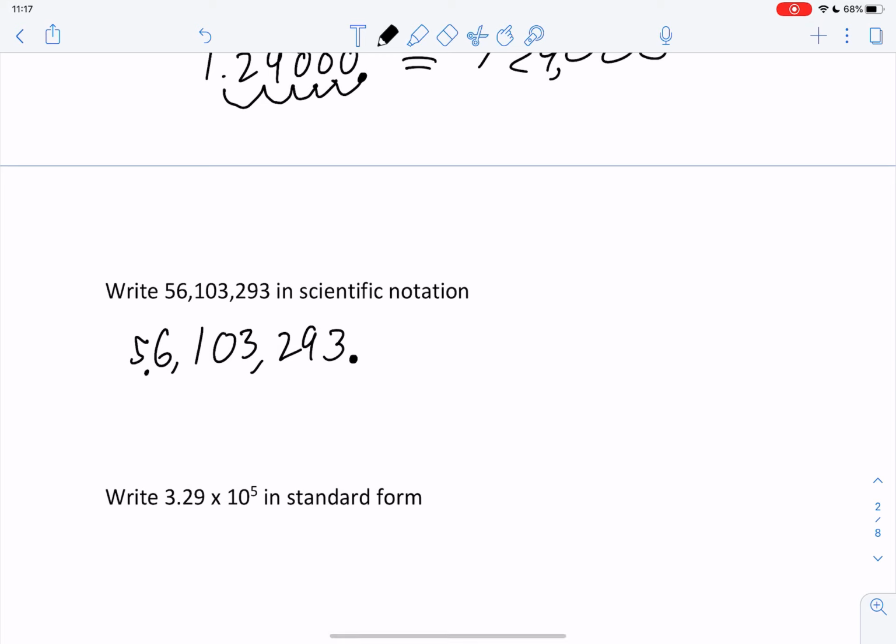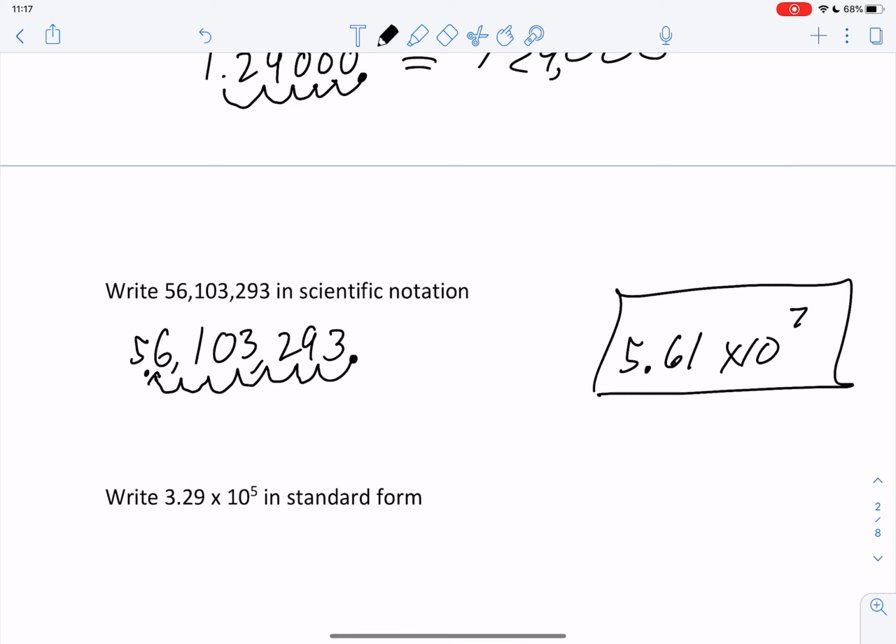And we have to get it to this point, right? Because that's our setup, it's always going to be one number followed by the next two numbers. So in this case, 5.61 times 10 to the, and this is where we have to count it out. So we are moving this decimal place over 1, 2, 3, 4, 5, 6, 7 times to get to that spot. So this would be 5.61 times 10 to the 7th. That's a huge number, right?